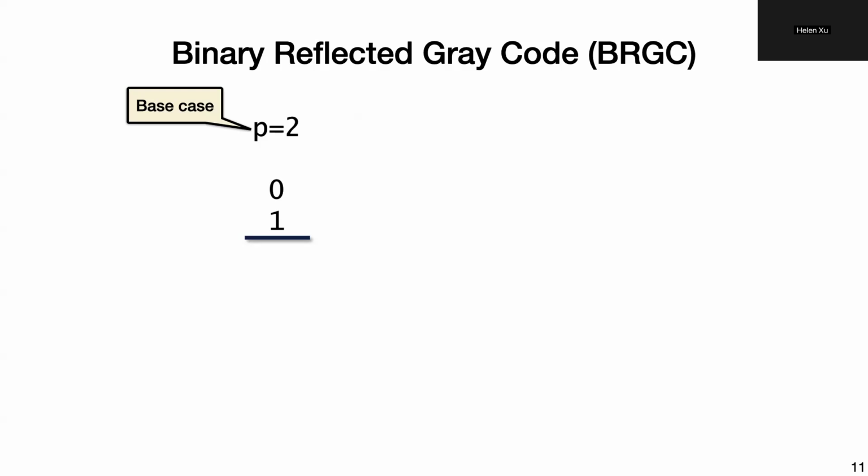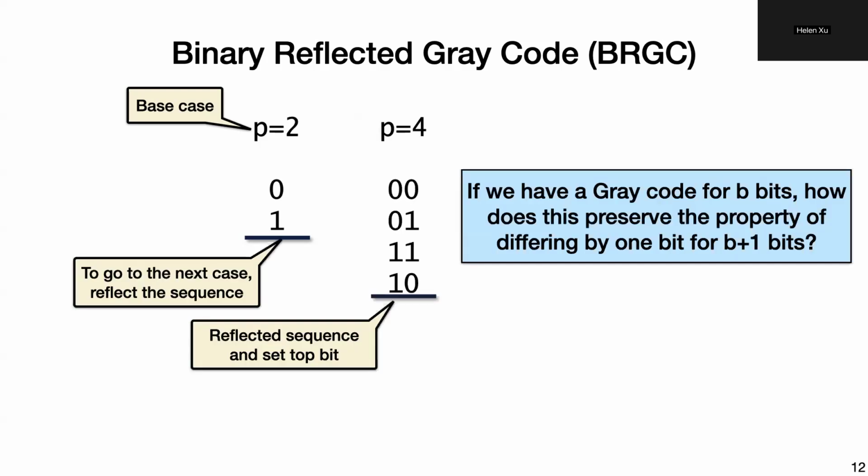So that's the base case. And for p equals 4, to go to the next case, imagine a horizontal line halfway through, and you reflect the previous gray code. Suppose we're trying to generate a gray code for p processors, and we have the gray codes for p over 2 processors. The way to generate for p is you draw a line at p over 2, you reflect what you had for p over 2 across this logical line, and you flip the top bit. So the top bit in the first half is 0, and the top bit in the second half is 1.